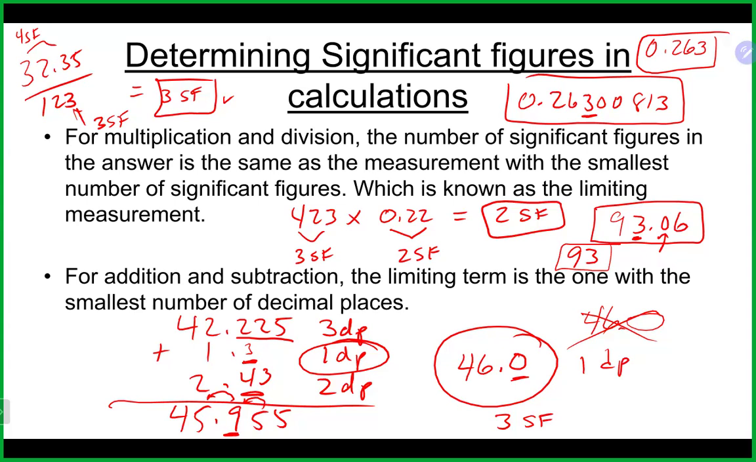Again, this is typically for measured numbers. If you have an exact number, you really don't have to worry about it in its calculation at all. So if you can identify it as an exact number, you don't have to worry about it in the calculation.